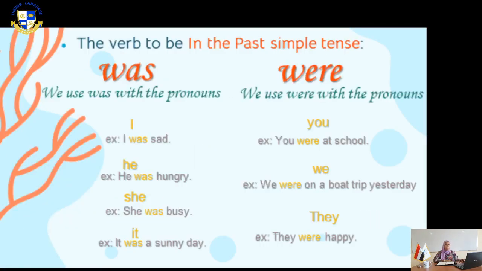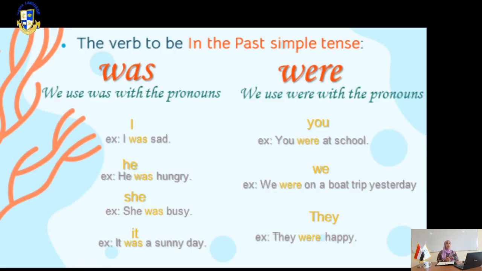I hope you remembered it. Now, let's understand the past simple tense of verb to be. We said that in the present simple tense, it's am, is, and are. In the past simple tense, am and is changed to was. Are changes to were.